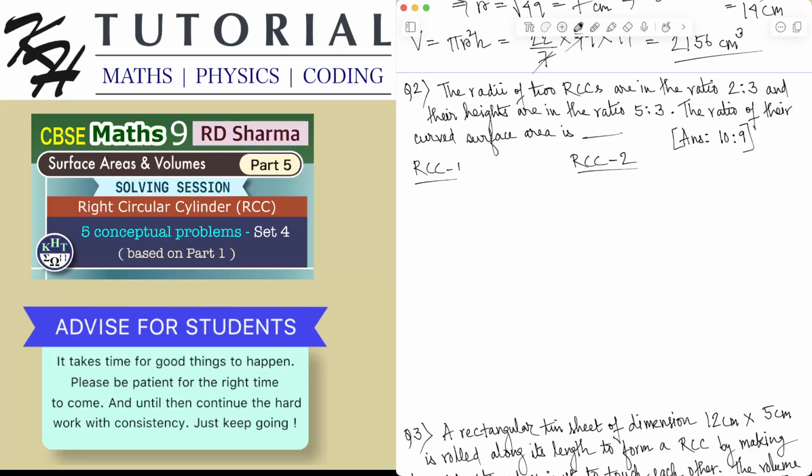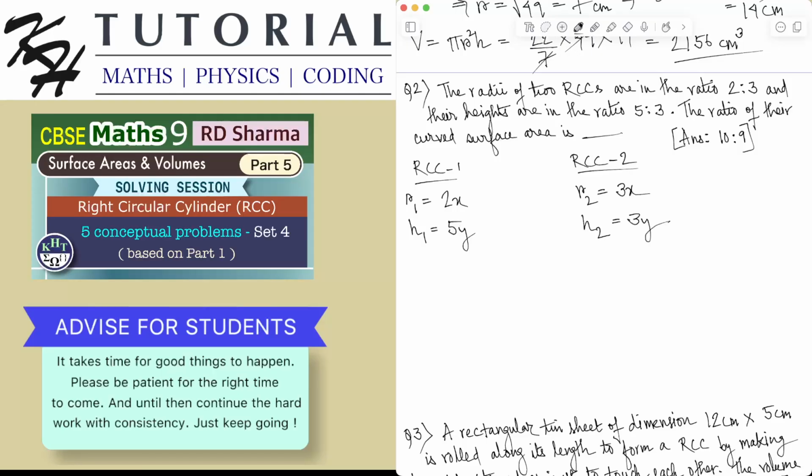Based on the ratio, I am considering the base radius of the RCC1, R1, to be equal to 2x. Since the ratio is 2:3, the radius of RCC1 is 2x, so the radius of RCC2 will be 3x. Also, I am assuming the height h1 of the first RCC to be 5y based on the ratio 5:3, so the height h2 of the second RCC will be 3y.